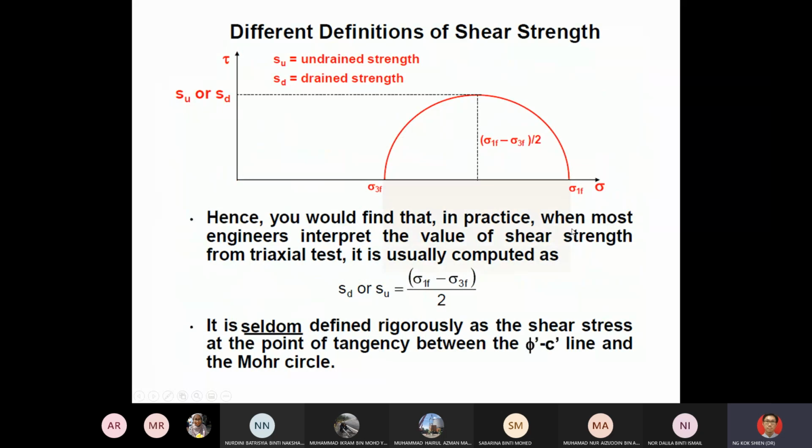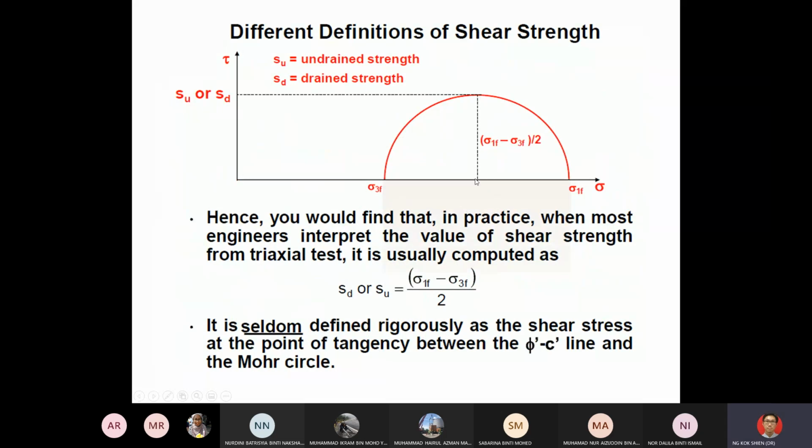Hence, you will find that in practice, when most engineers interpret the value of shear strength from a triaxial test, it is usually computed as S_D or S_U. S_D refers to the drained strength, S_U refers to the undrained strength. So let's say we have only one triaxial sample result. We can take (sigma 1 minus sigma 3) divided by 2, and that will be the shear strength value directly. It's not a parameter, but a shear strength value.